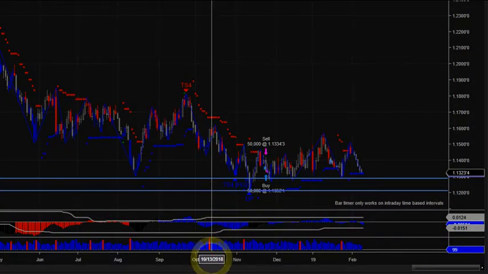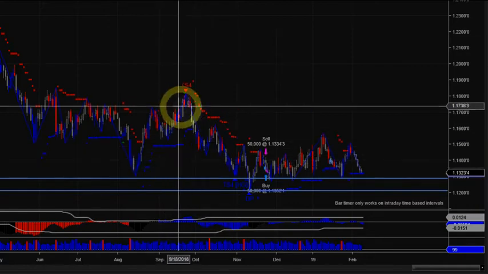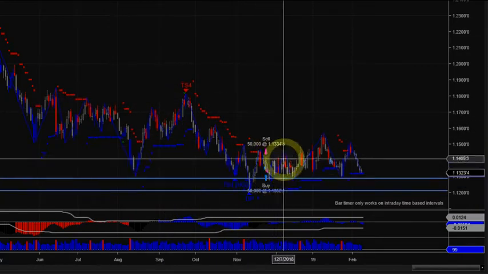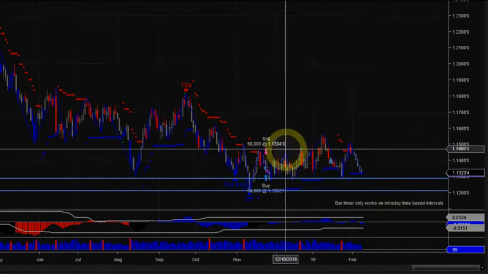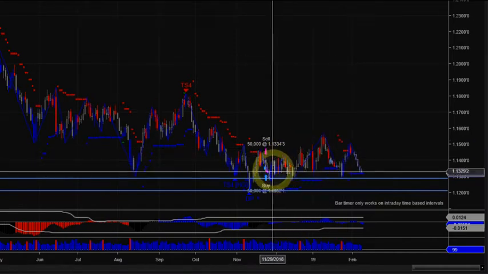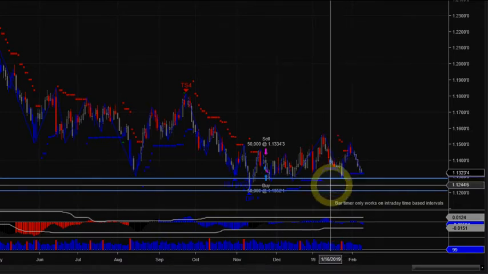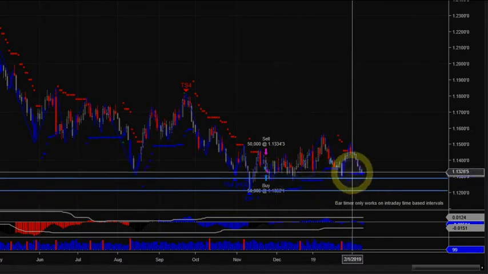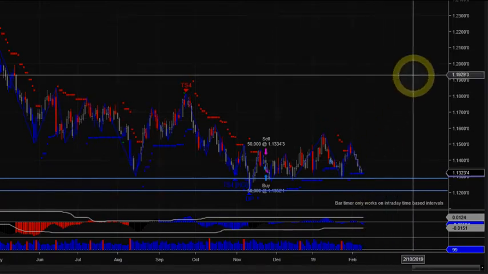Let's look at the EU, or the euro. So this is euro US dollar. Of course, several times I've been trying to get in here, but it keeps just chopping sideways. But the euro, it's imminent that this is going to bounce and start heading up.